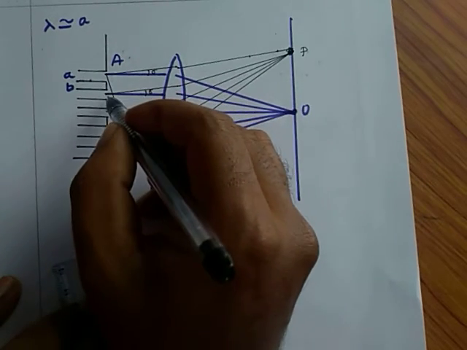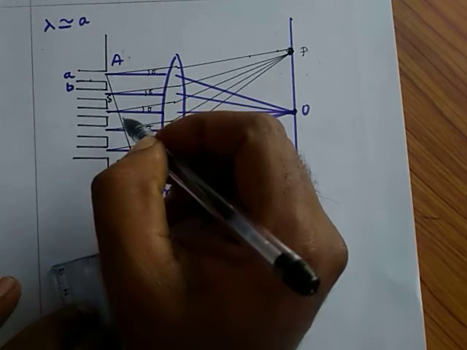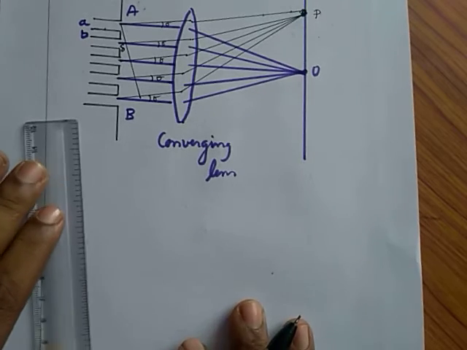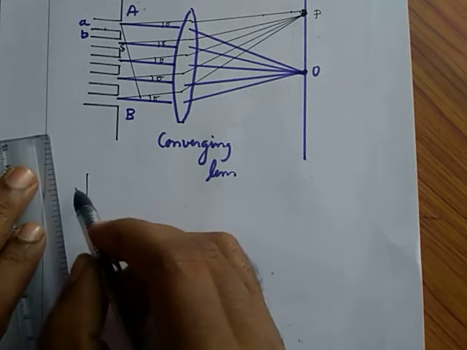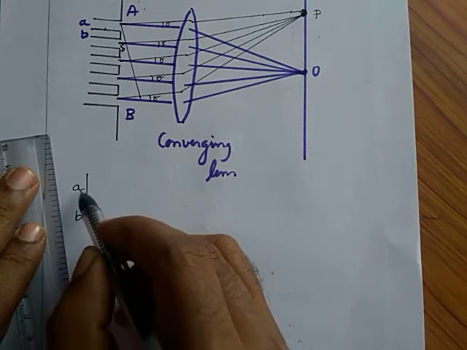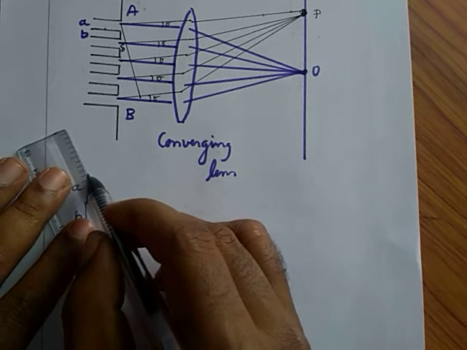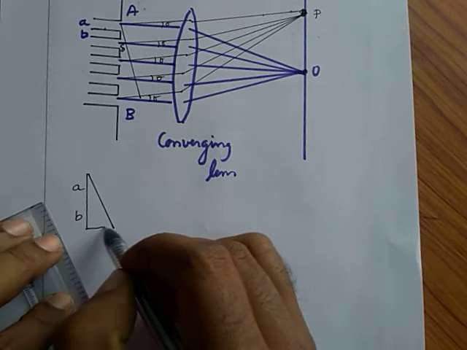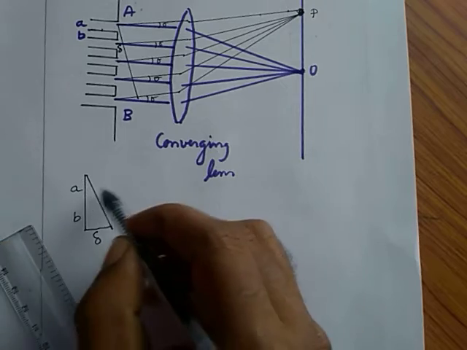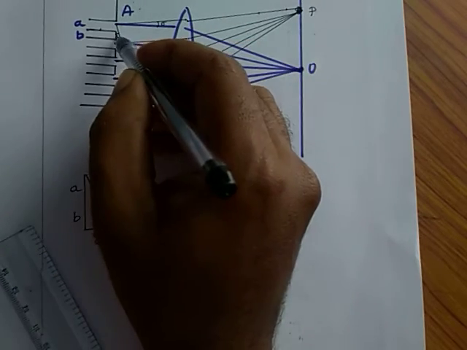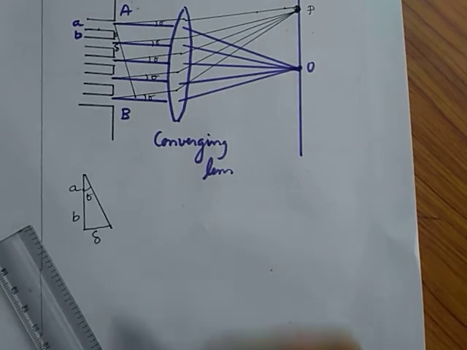Okay, we know this is the path difference delta. Here I draw it in a separate manner. This is A and B, the slit width and the ruling width, and this is the path difference delta. Here this is theta, which means this is also theta.